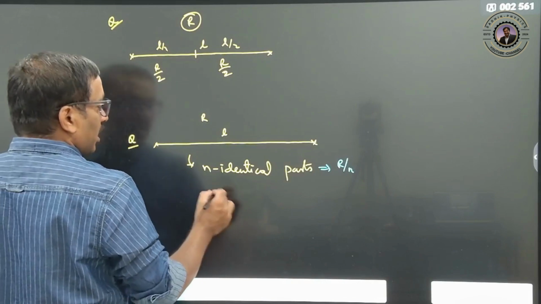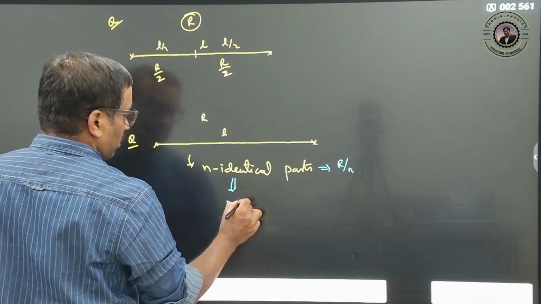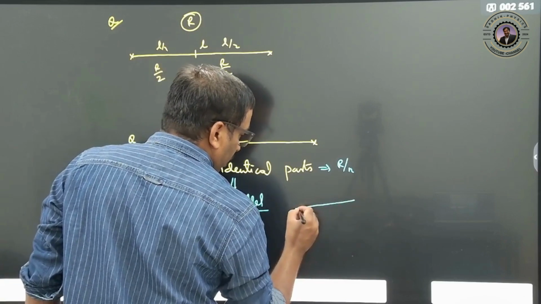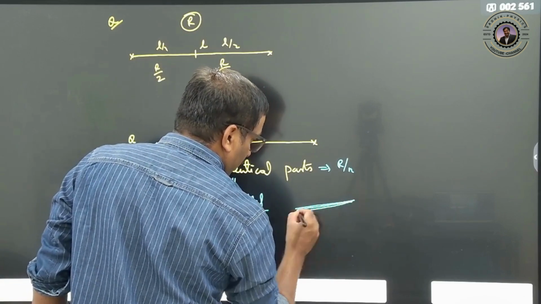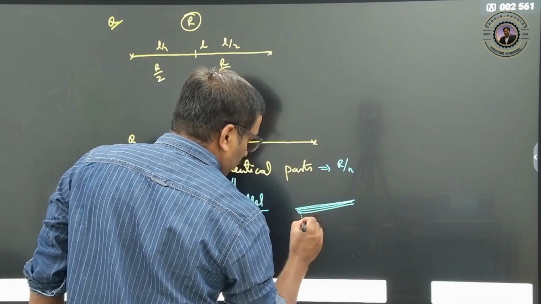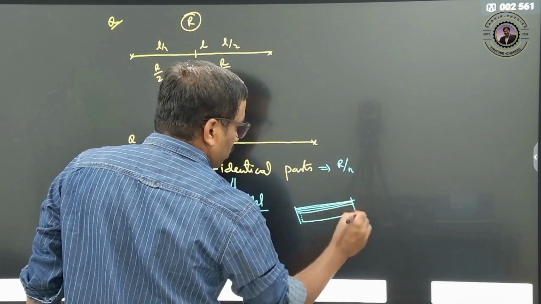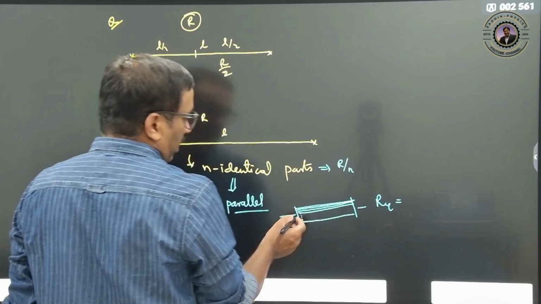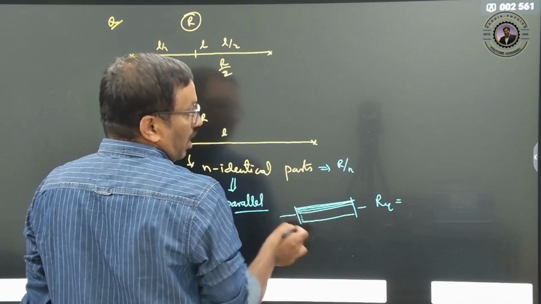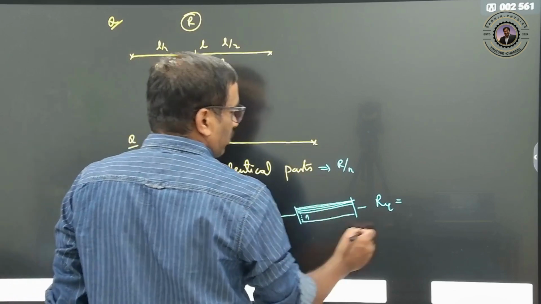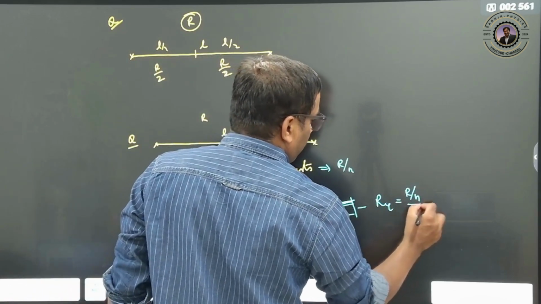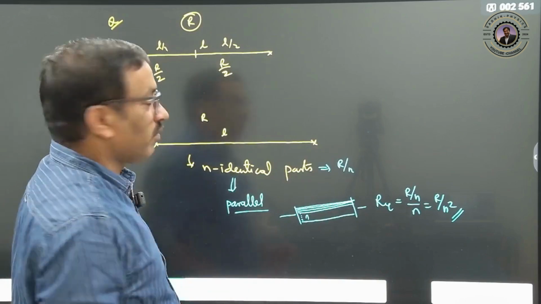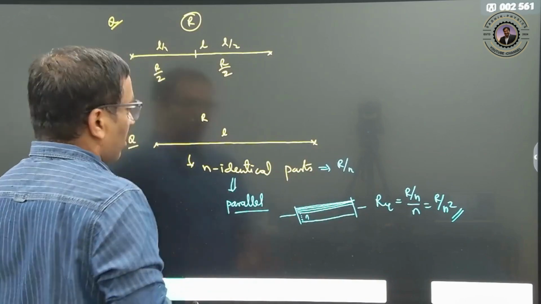If the n identical parts are connected in parallel, what does that mean? Here this one part, another one more part, and so on, n identical parts connected. Now what do we want to calculate? R equivalent. That is nothing but R by n, R by n, R by n, R by n. How many parts are there? n parts are there. So R by n squared will be your answer for this one. Clear?